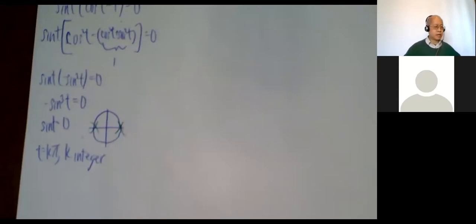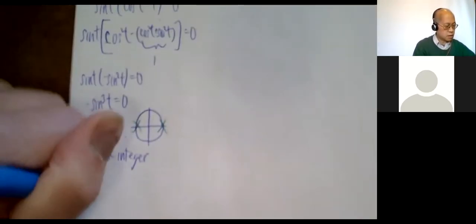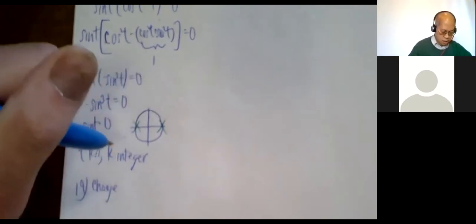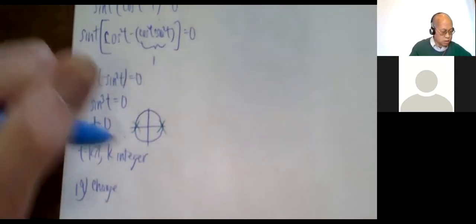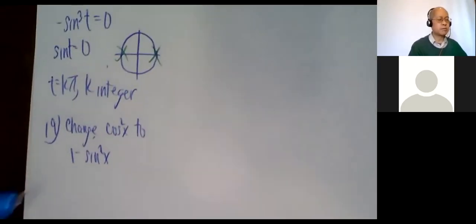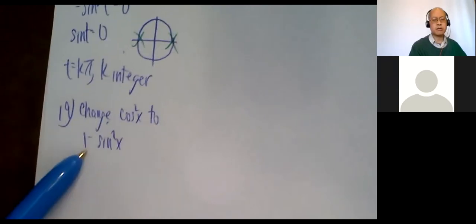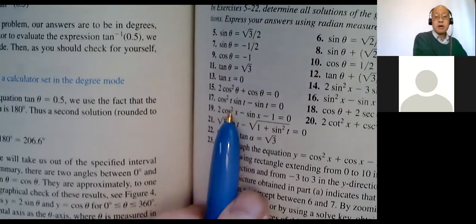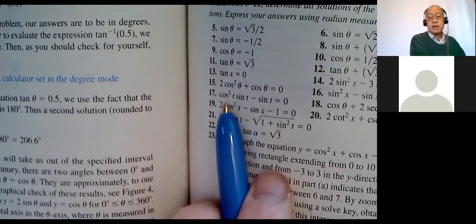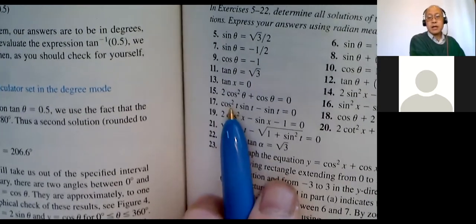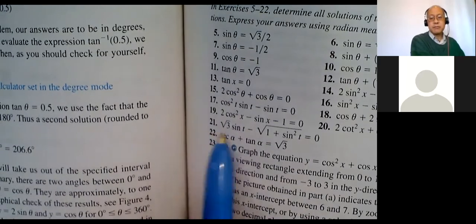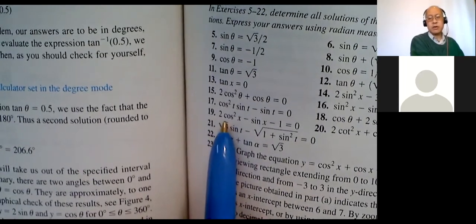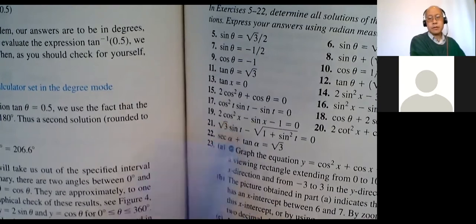So I'm just going to write down the hint for 19, but not do it. So 19, change cosine squared x to 1 minus sine squared x. That's one of the identities, right? Since sine squared plus cosine squared equals 1, it means cosine squared x is equal to 1 minus sine squared x. If I do that, I'll have an equation that only says sine squared. So that's my hint for that one.